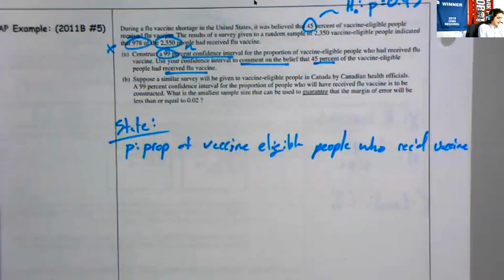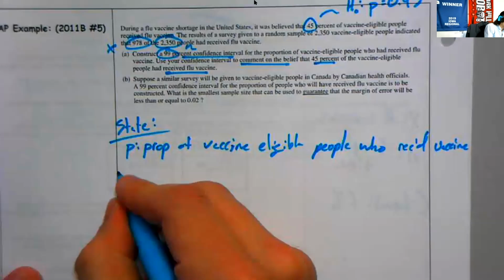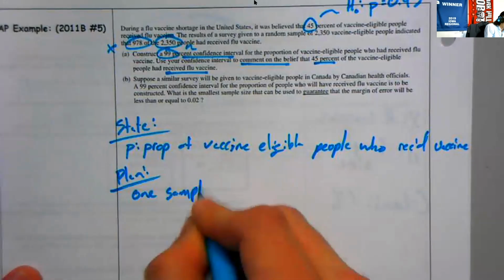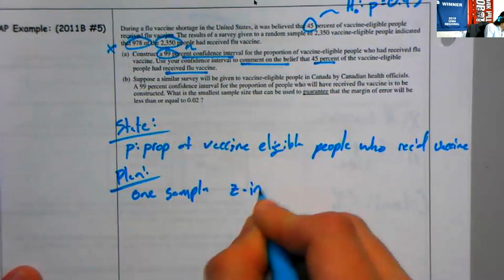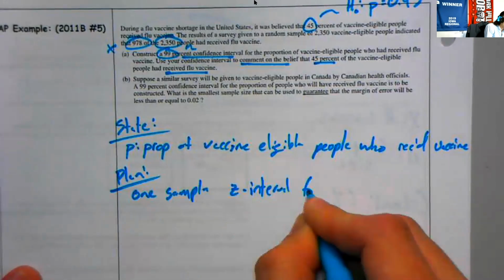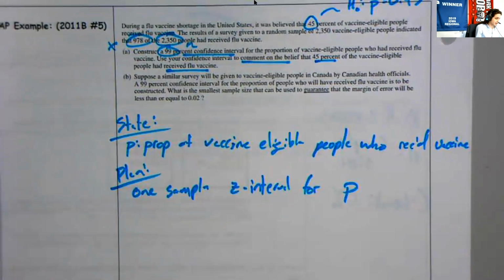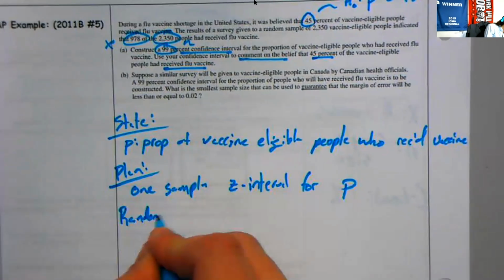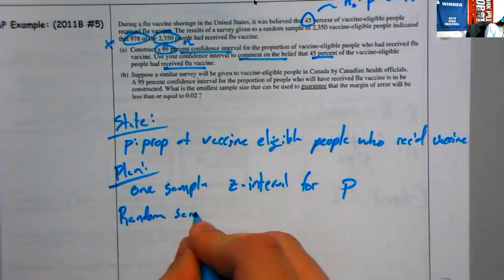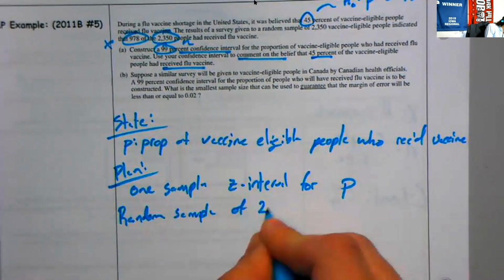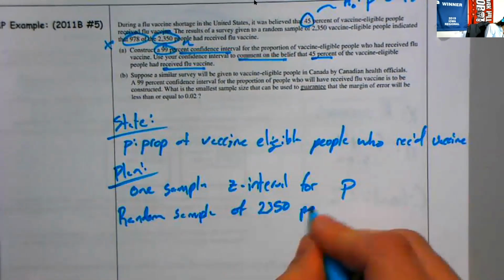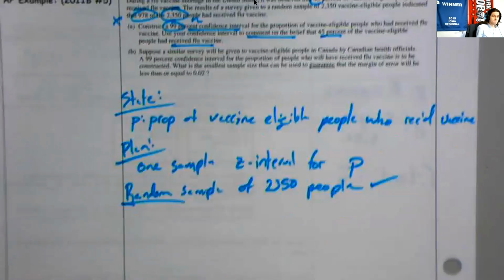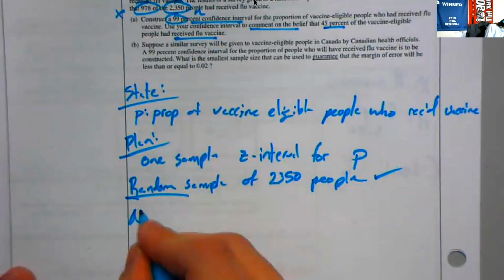Great. That's all we have to do in the state step. Our plan will be to construct a 1 sample Z interval for P. And then we're going to check the conditions for that. We took a random sample of 2,350 people. Do we have normality?